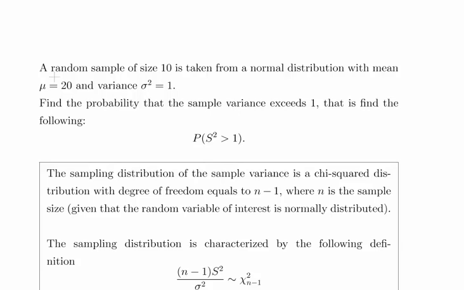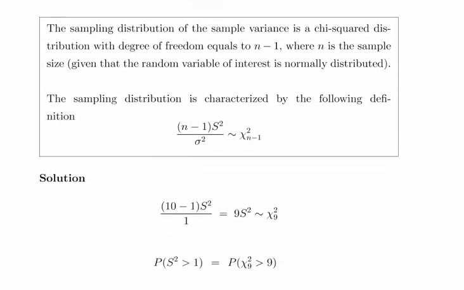So, part one, the first question is: a random sample of size 10 is taken from a normal distribution with mean mu equal to 20 and variance sigma squared equal to 1. Those are the first two key components we're dealing with. Really it's the second part: sigma squared is equal to 1 and the sample size is equal to 10. Those are the two things we note particularly. Now find the probability that the sample variance exceeds 1. That is, find the probability of s squared greater than or equal to 1.